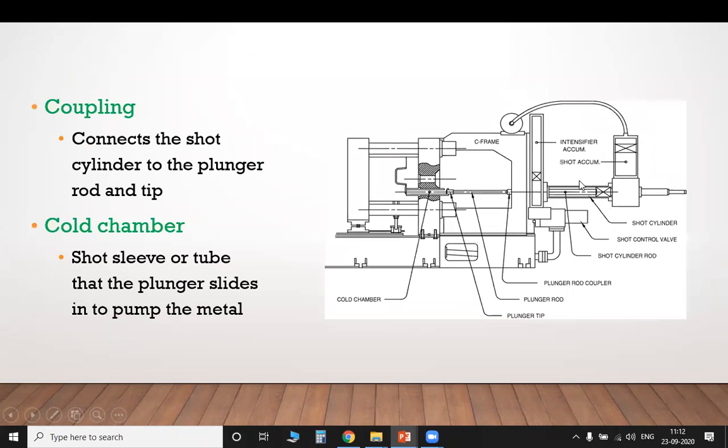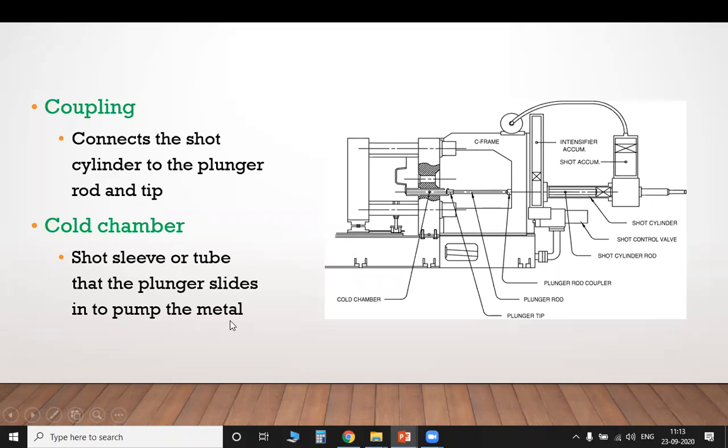Next, the coupling. The coupling connects the shot cylinder to the plunger rod and the tip. So this is a shot cylinder. The coupling connects the shot cylinder to the plunger rod and the tip.